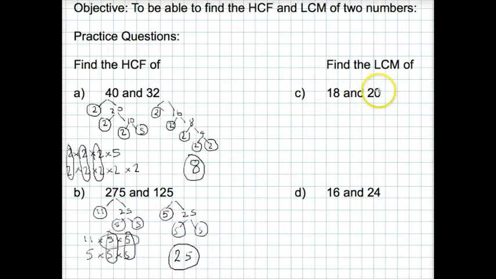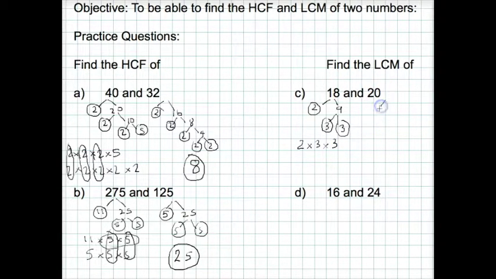Now we move on to lowest common multiples. I'm going to use the same type of process here. I'm going to do my factor tree with the 18. So I've got 2 and 9. 2's my prime number. And 9 can then be split into 3 and 3, both of which are my prime numbers. I'm going to write this down in prime factor form. 2 times 3 times 3.